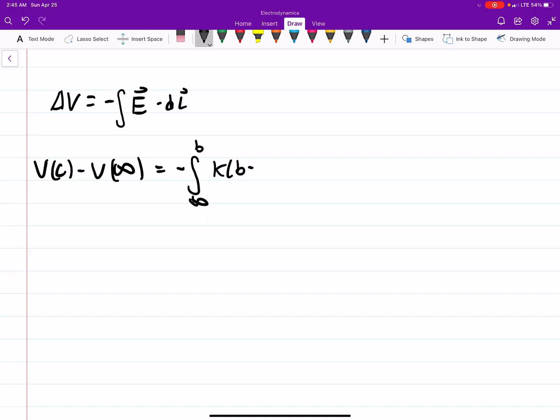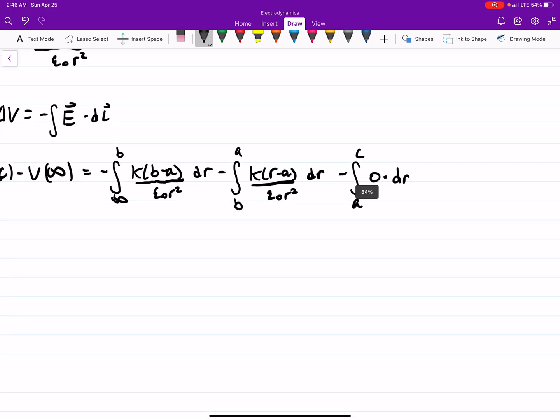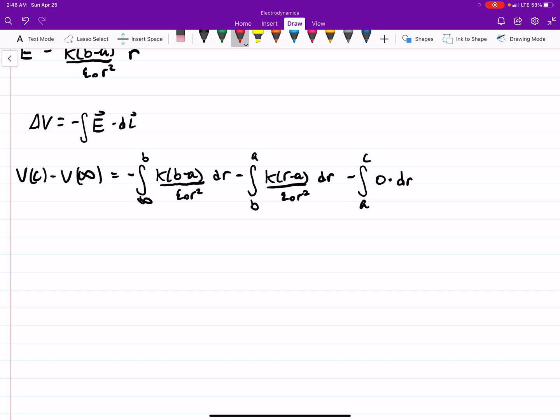Our E field there, this was our E field in that region, minus, we'll integrate from B to A, and then that'll be K R minus A over epsilon naught R squared dr, minus the integral from A to our center, 0 dr, because that was our E field there. Now this is obviously 0, that's redundant. This is also 0 because that's our reference point.